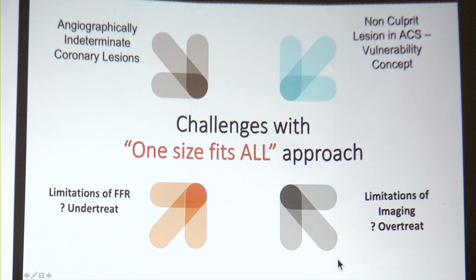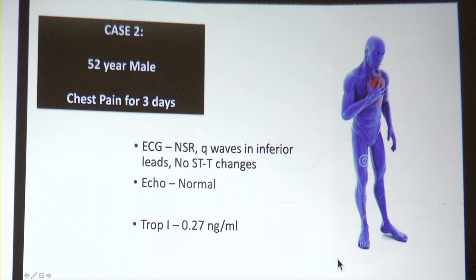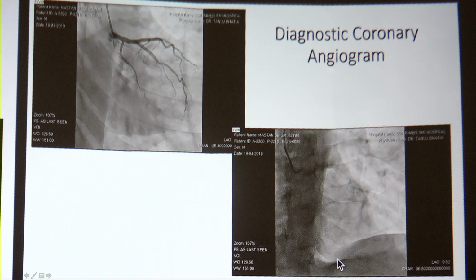The second subset where imaging and physiology might really help is the evolving concept of non-culprit lesions in ACS, and whether the plaque is vulnerable. This case was an eye-opener for me. It was a 52-year-old male presenting with chest pain for 3 days. I'll emphasize the history, and I'd like everyone to make a mental image of what's happening with the patient. The troponin was borderline positive, echo was normal, ST changes were not very dramatic. So we labeled it as a non-ST elevation MI.